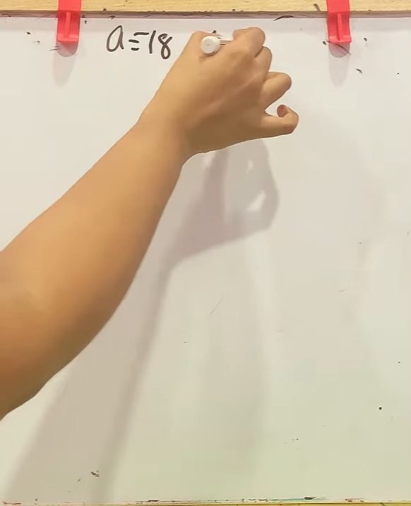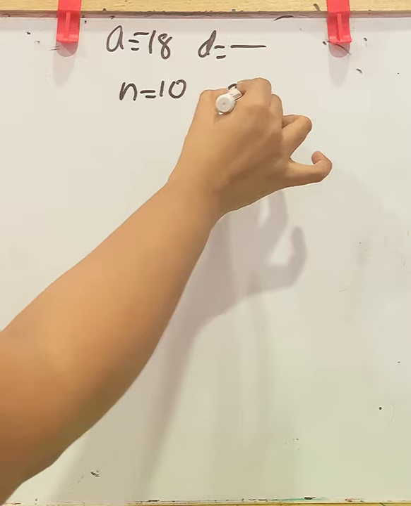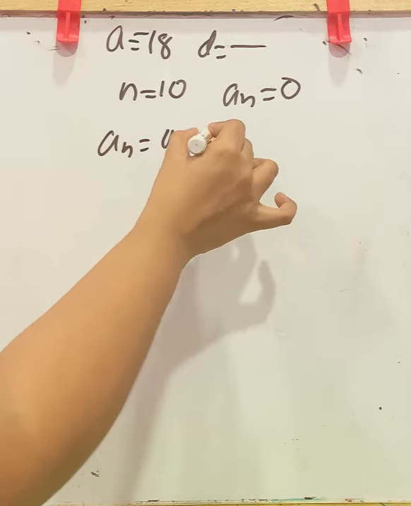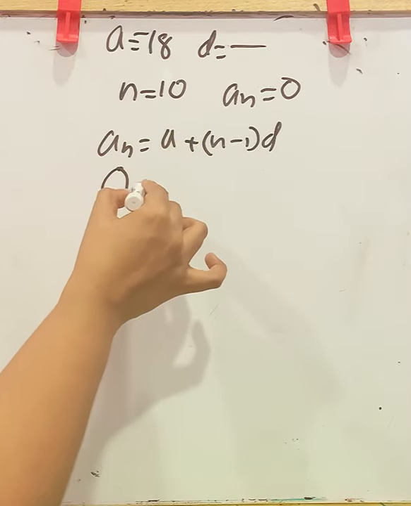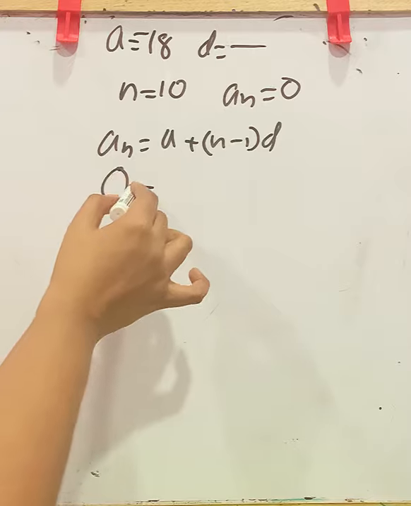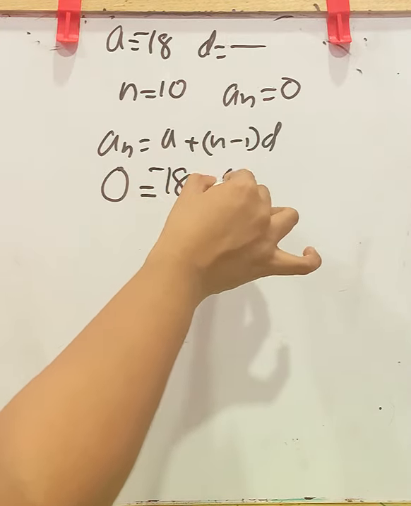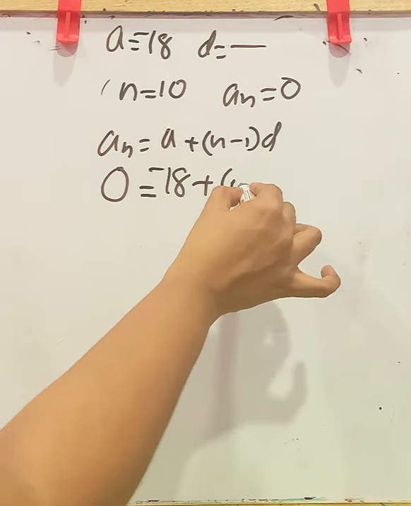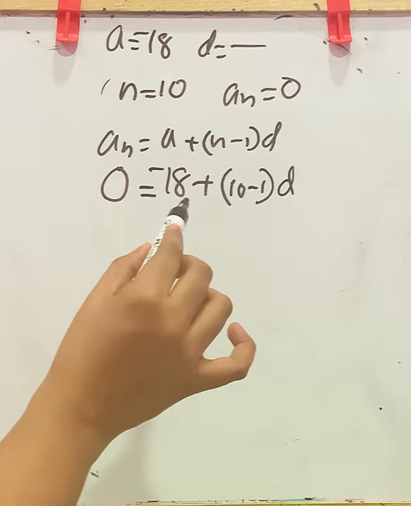Next, a equal to minus 18, d equal to dash, we don't know the value, n equal to 10, an equal to 0. Now an equal to a plus (n minus 1) into d. In that we know an is 0, that is the nth term is 0. It is given. a is negative 18 plus (n minus 1). What is n here? n is 10. 10 minus 1 into d. d we don't know, we write it as d.